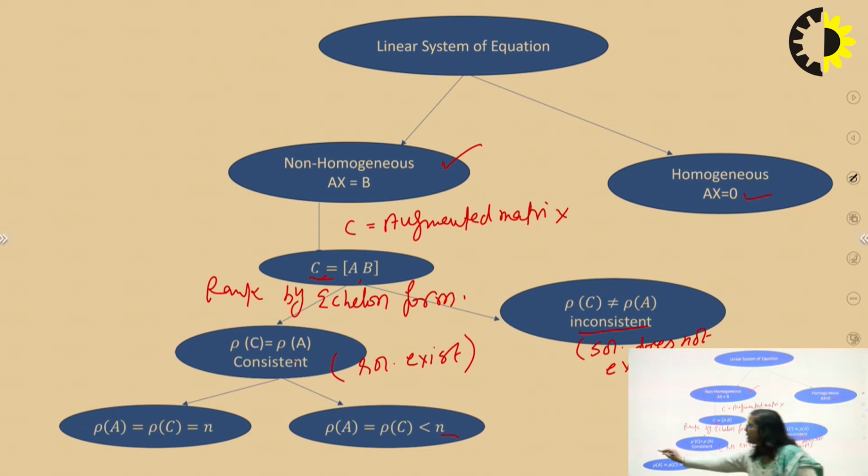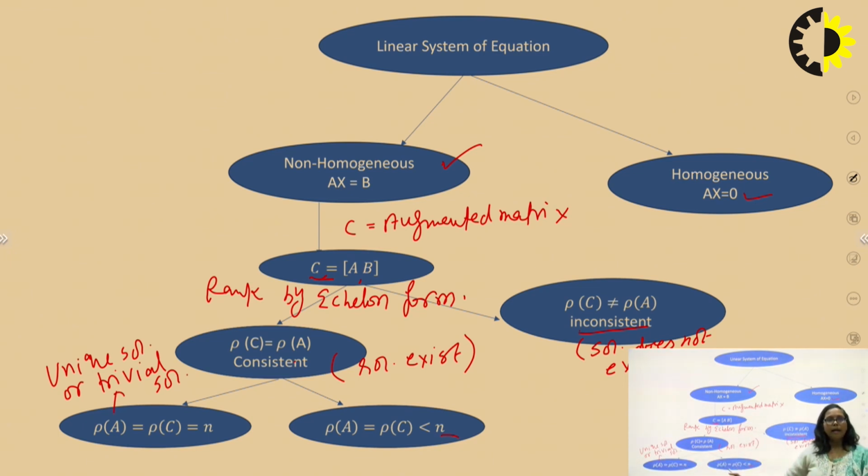In this case, we get the solution which is called the unique solution, or this is also known as the trivial solution. Second condition, if the rank of the coefficient matrix is same as the augmented matrix, which is the condition for solution, but this is less than the number of unknowns. In this case, we have infinitely many solutions, or this is also called the non-trivial solution. So this is the chart of how we are going to solve.